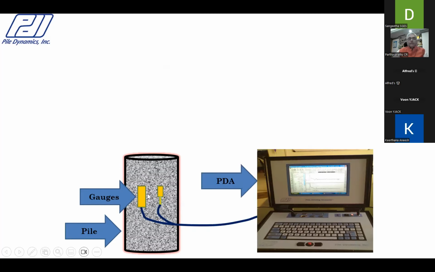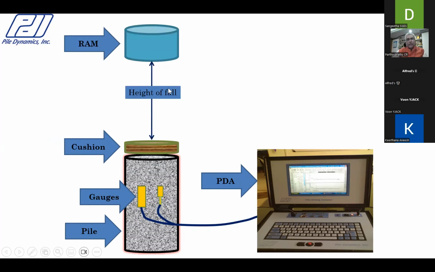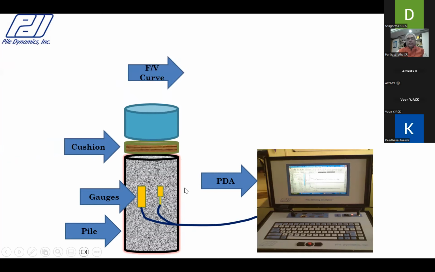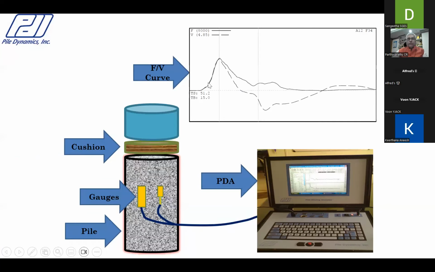So you mount a pair of strain gauges and accelerometers just below the pile top, usually around 1.5 to 2 times the diameter of the pile below the pile top, with a cushion at the top and a dead weight you drop on the top of the pile, and you will acquire a force, velocity, time history. You need to see that force and velocity to be on top of each other to ensure that both of them are proportional.